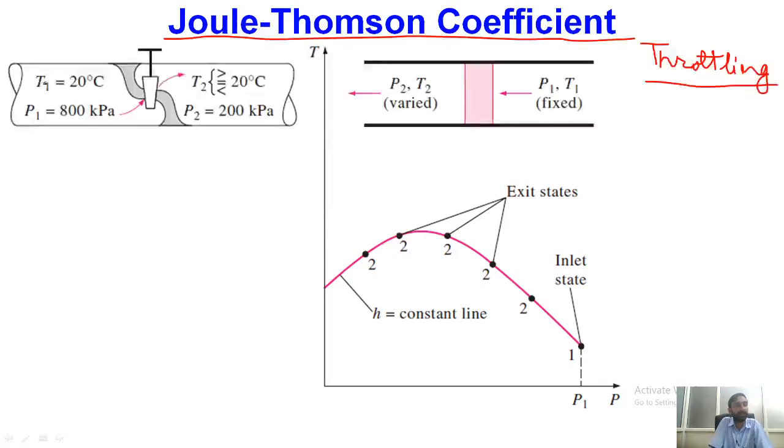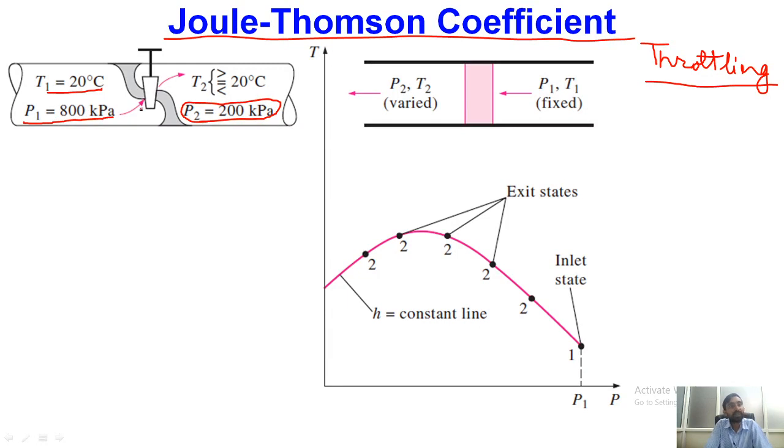I have considered a pipe, and inside this pipe we have a valve which creates some sort of obstruction to the flow. Say we have a certain pressure P1 and a certain temperature T1 at the inlet. Because of this obstruction, there will always be a decrease of pressure. So here the pressure has decreased from 800 kPa to 200 kPa.